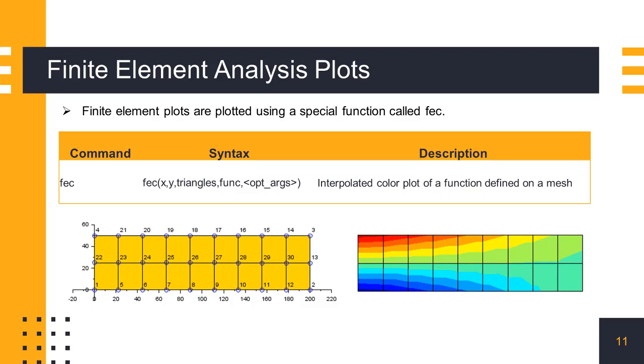FEC function takes the x and y coordinates of the nodes. Triangles argument is the polygonal data matrix for the mesh, where the elements are listed and nodes of the elements are arranged in anti-clockwise direction. Let's see an example of how we can plot a mesh of quadrilateral elements.